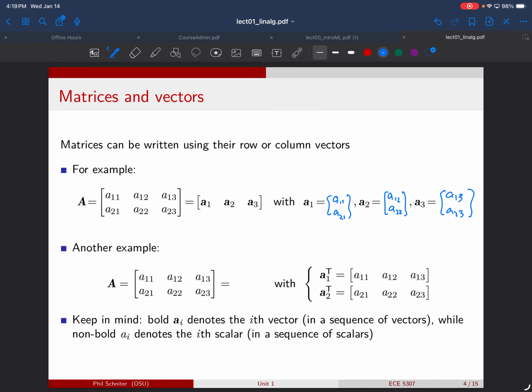Okay, but that's not the only way we could do it. Sometimes we like to talk about the rows of a matrix. So for that same matrix, we could instead define two rows, A1 transpose and A2 transpose, and then say that the A matrix is a vertically stacked concatenation of those two row vectors.